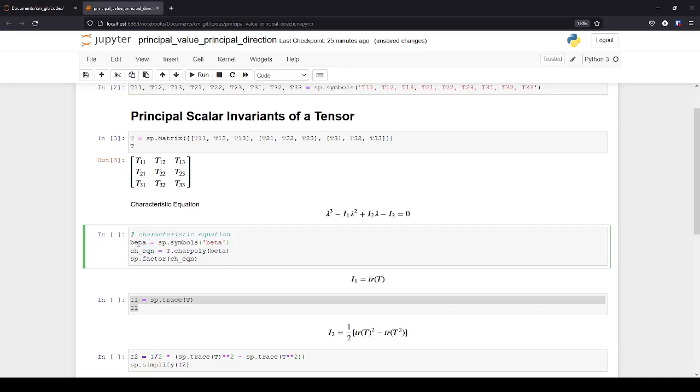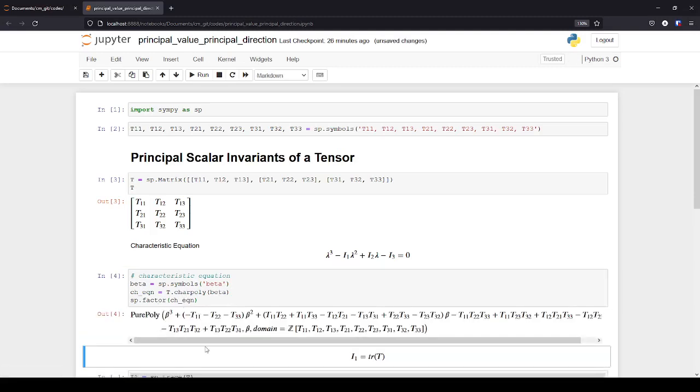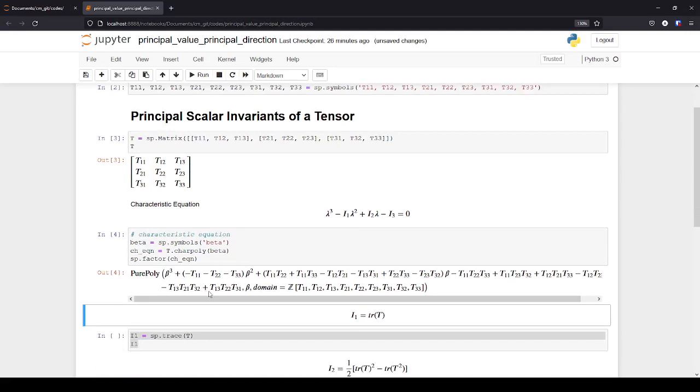As I said, we defined this beta instead of lambda because lambda is a reserved word in Python. So I simply write beta equal to sp.Symbol, where sp stands for the SymPy package because I imported it as sp. So beta is a symbol, and it will be treated as a symbol here. And I have this method here, charpoly, which is the characteristic polynomial for beta. And if I factor out and run everything here, you will see that I get something like this equation.